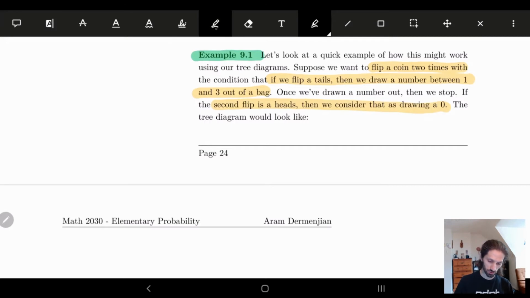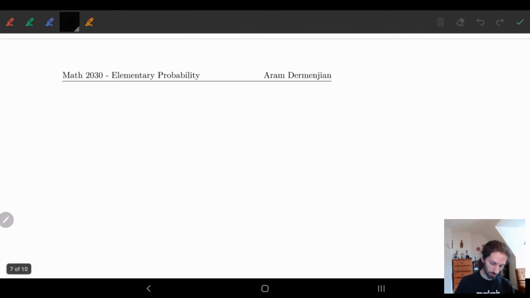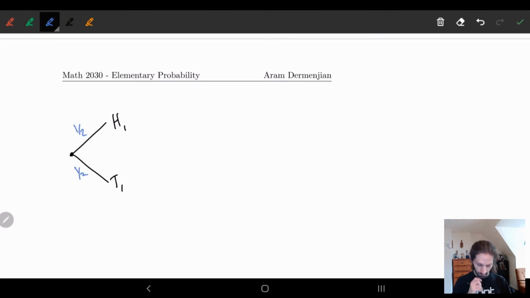So let's first draw a tree diagram to help us out. First I have 2 options: I can either pull a heads or a tails. I'll put little indices to help, because last time this made life a little easier. Here we have 1/2, 1/2. And this tails, we already know what this is. This should give us either 1, 2, or 3, and we have a 1/3 chance for each one because we're pulling a number out of a bag.